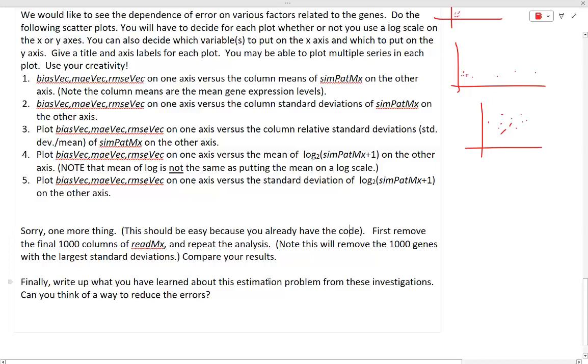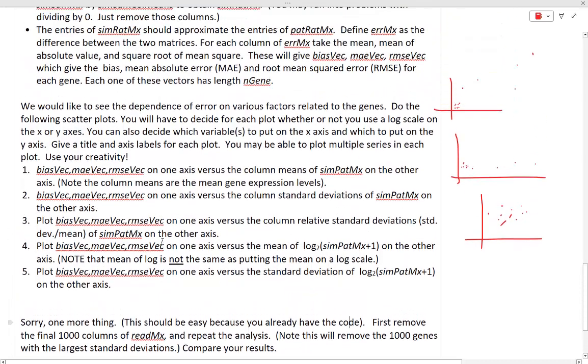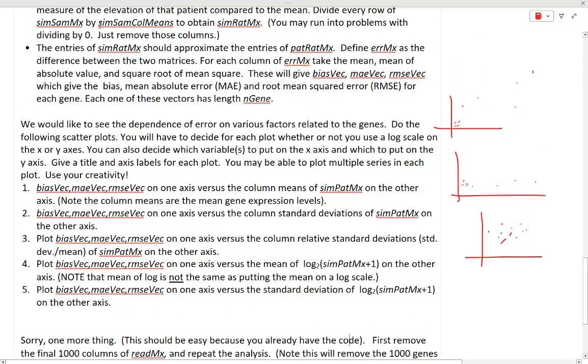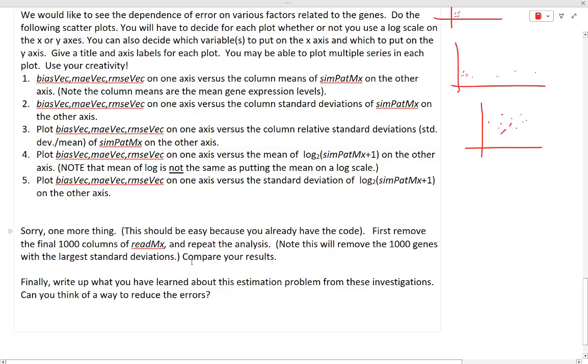Then write up what you've learned about this estimation problem. Can you think of a way to reduce the errors? So the question is, is this an accurate method for using the SimRatMex to estimate PatRat matrix? Are we getting fairly good errors? And how do these errors depend on the genes themselves? And then does this process here reduce the error by removing the genes that vary a lot? Okay, that's it.